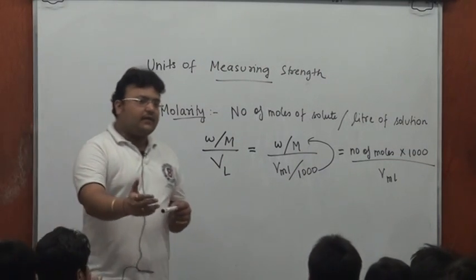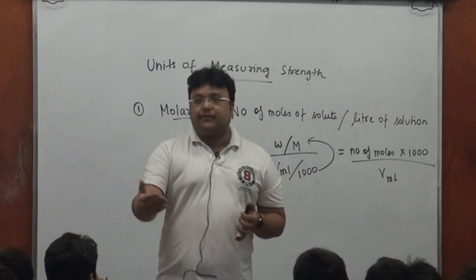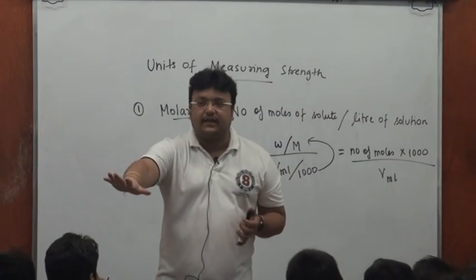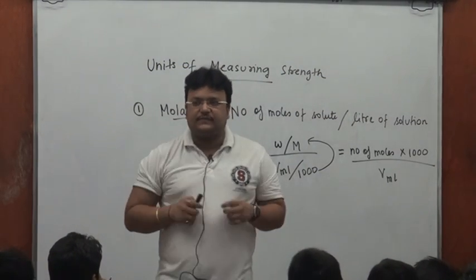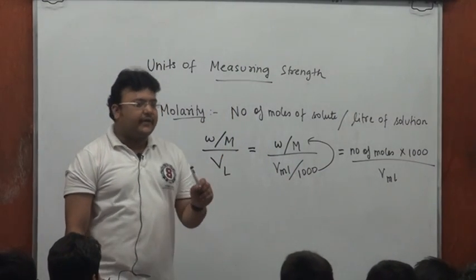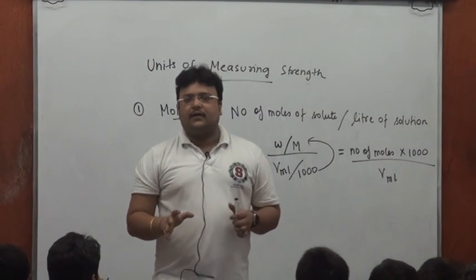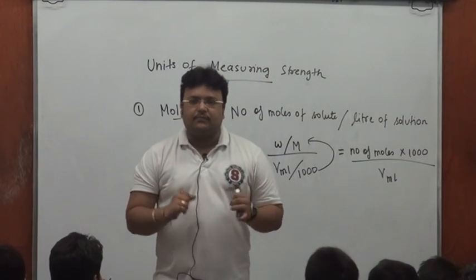So molarity is going to be number of moles per liter, or number of moles per ml into 1000. Yes or no? Because I repeat, almost every time the volume will be given in ml, and this is where I am going to define a different term.